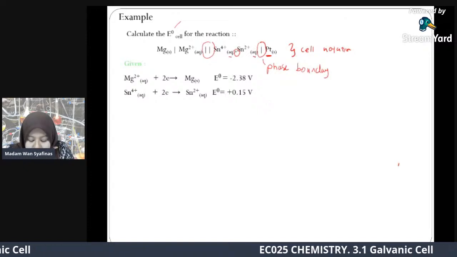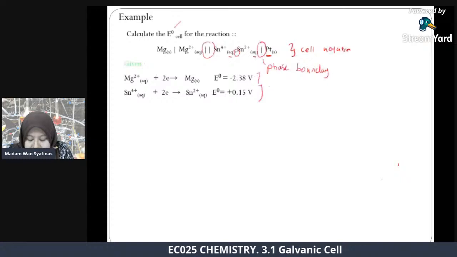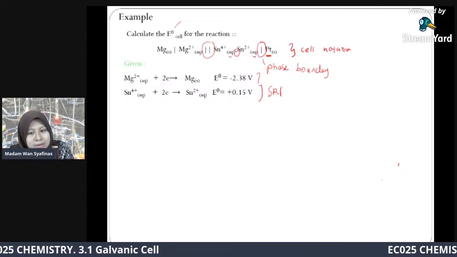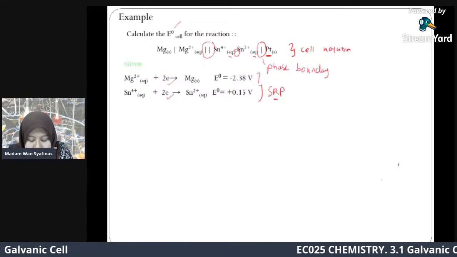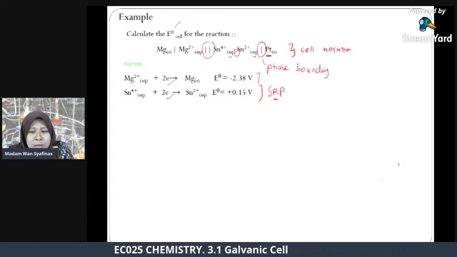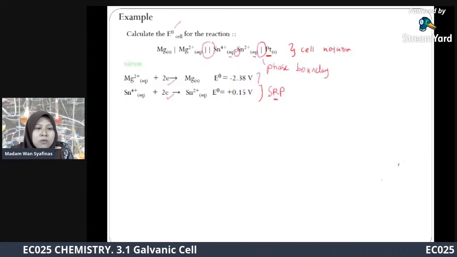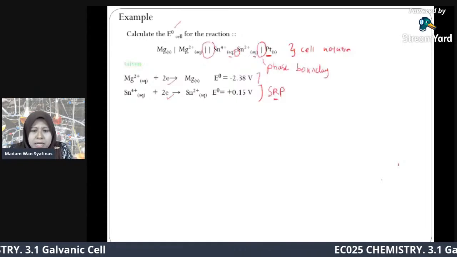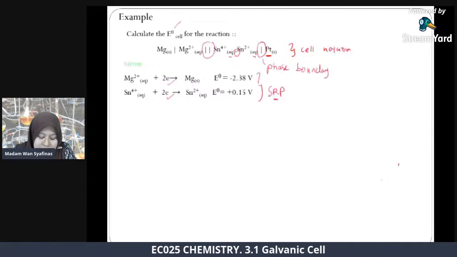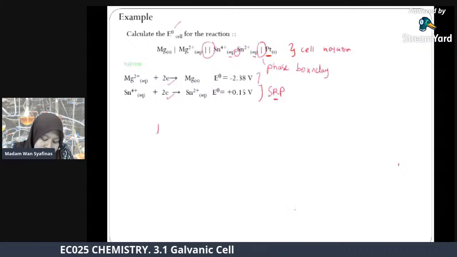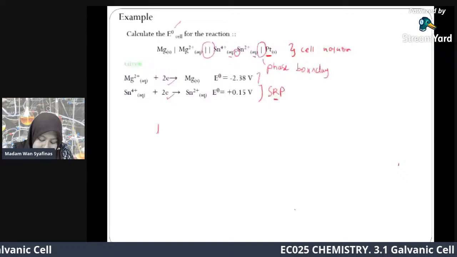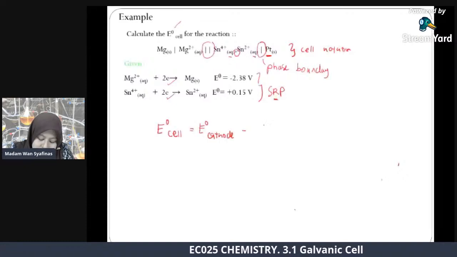Okay, yang ni yang diberi. Yang diberi ni, dua-dua ni nilai dalam SRP table. Reduction, sebab dua-dua ni gain electron. Okay, dia accept electron. So accept electron is reduction reaction. Okay, so nilai dia negatif 2.38 dengan positif 0.15. So boleh pilih sekarang ni kamu nak guna formula 1 ataupun formula 2. Tapi kalau boleh kita galakkan kamu guna formula 1 lah sebab kita tak payah nak ubah sign dia. So kalau guna formula 1, so kita ada E naught cell sama dengan E naught cathode minus E naught anode.